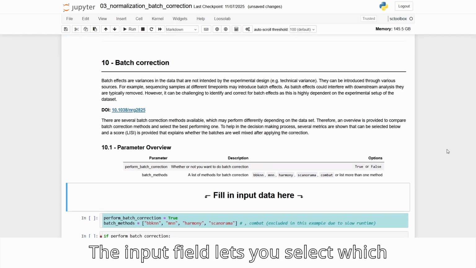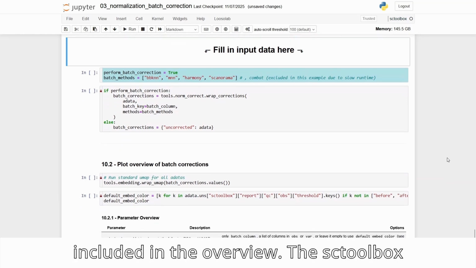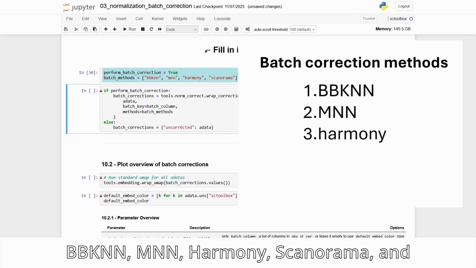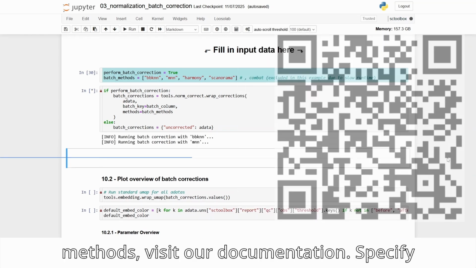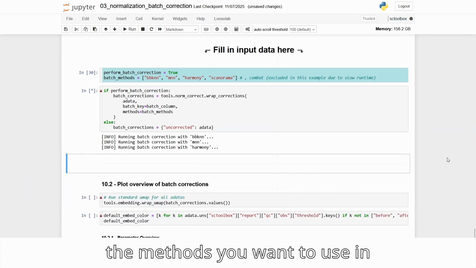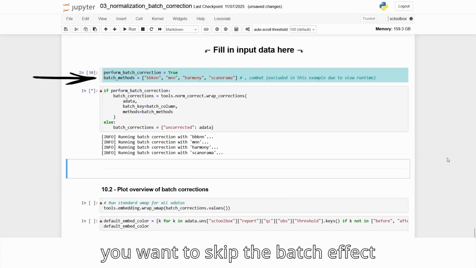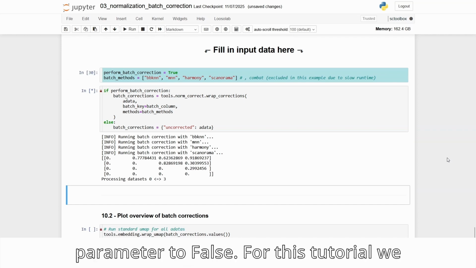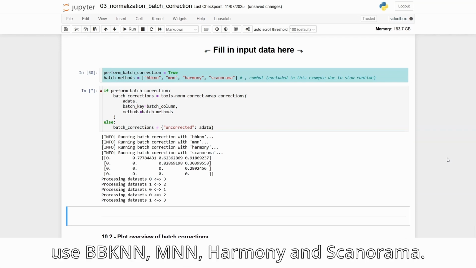The input field lets you select which of those correction methods should be included in the overview. The SC toolbox supports the batch correction methods: BBKNN, MNN, Harmony, Scanorama, and Combat. For further details on those methods, visit our documentation. Specify the methods you want to use in the batch_methods parameter. If you want to skip the batch effect correction step, you can do so by setting the perform_batch_correction parameter to false. For this tutorial, we use BBKNN, MNN, Harmony, and Scanorama.